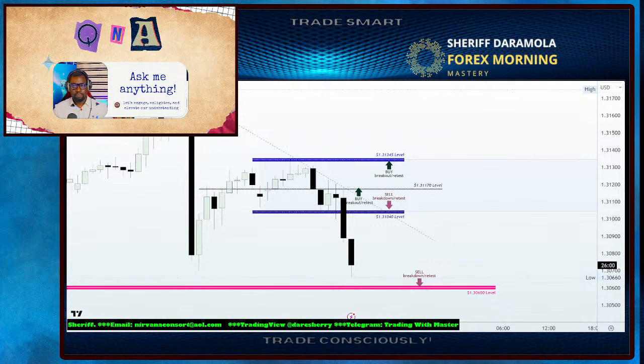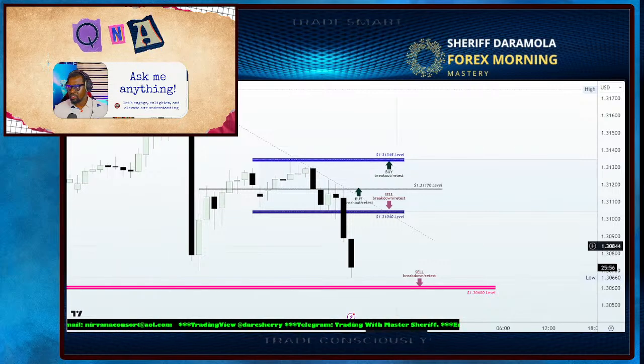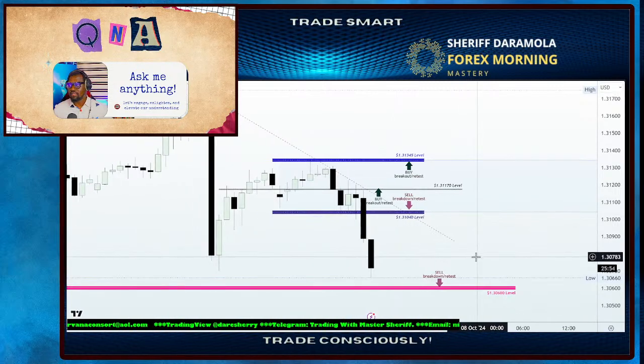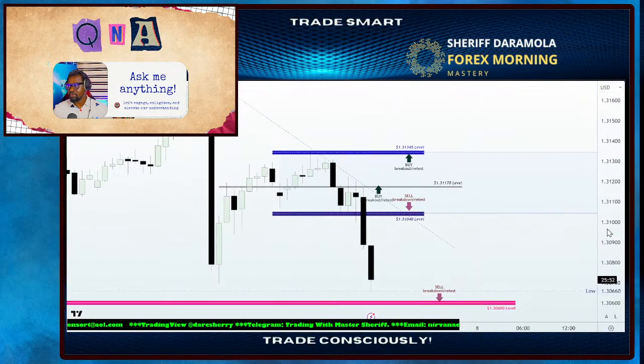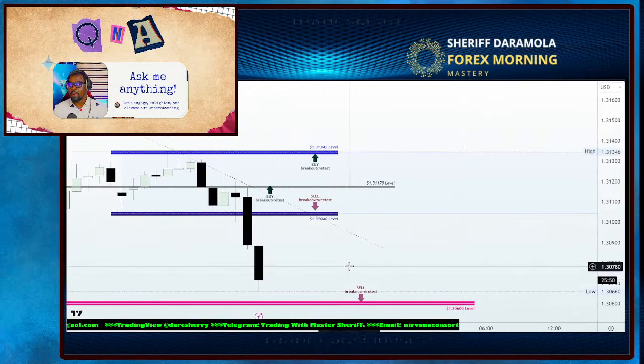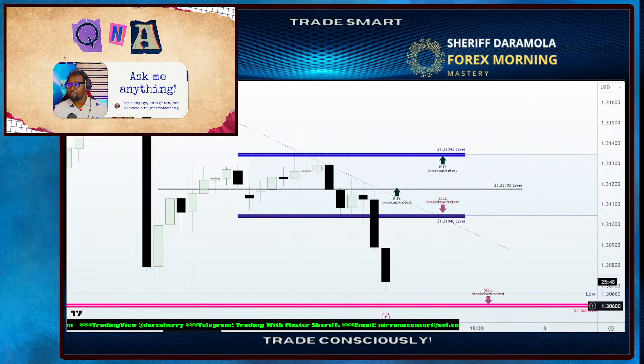So, in the absence of any questions, let's take this as a confirmation that we are good to go. I hope you marked out the structures accordingly. Very, very important. Let's see how the market will play out from this particular area. So, moving on to the next asset.